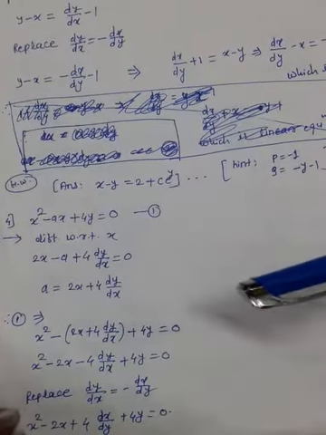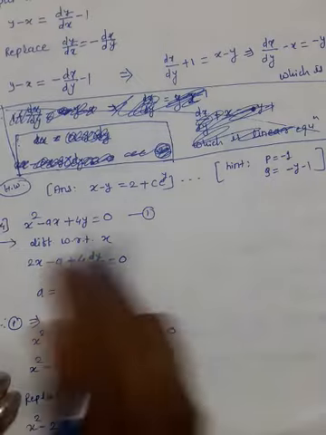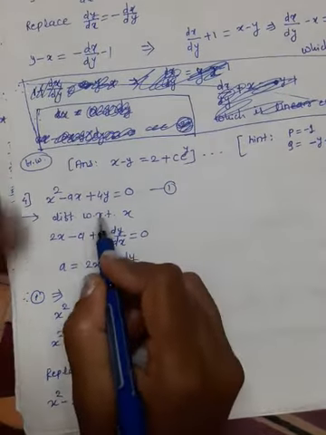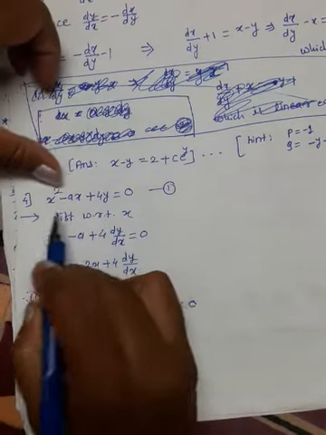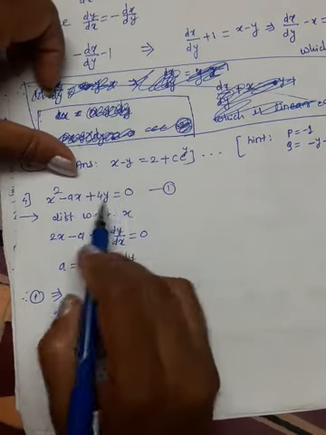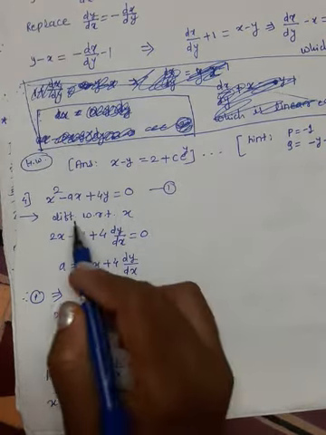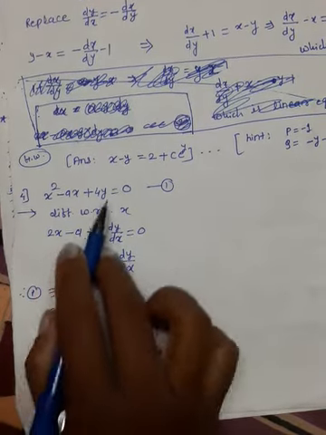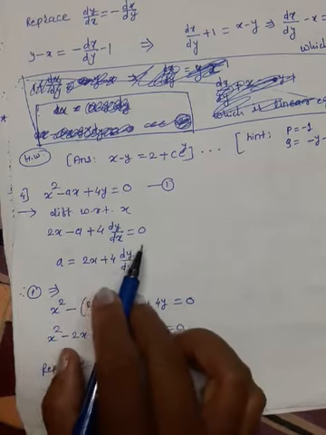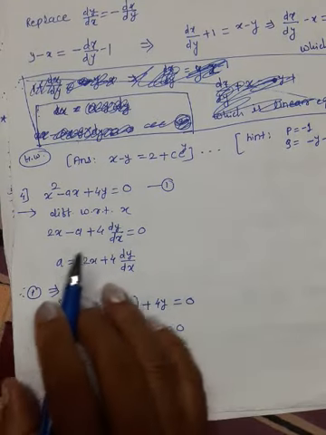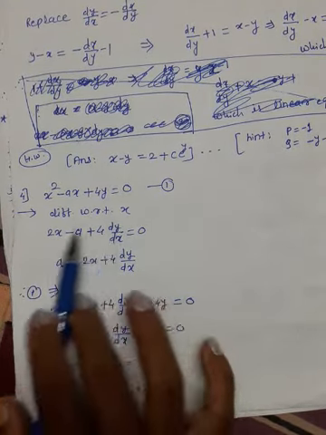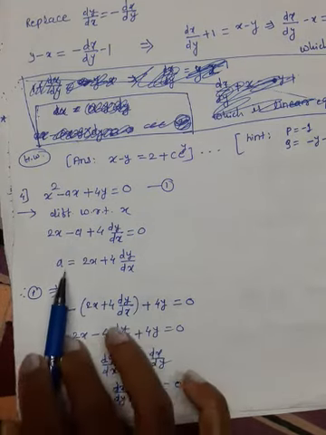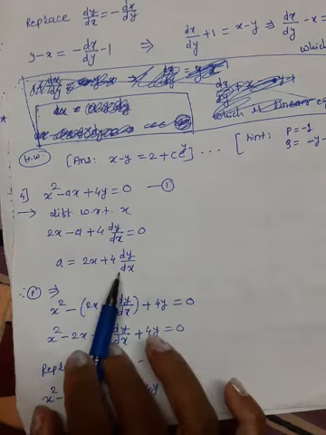Now let us see the next example. x square minus a x plus 4y is equal to 0. Call that equation number 1. Differentiate the above with respect to x, we get 2x minus a plus 4 dy by dx is equal to 0. Now we have to eliminate the constant, so calculate the constant a here. We get a is equal to 2x plus 4 dy by dx.